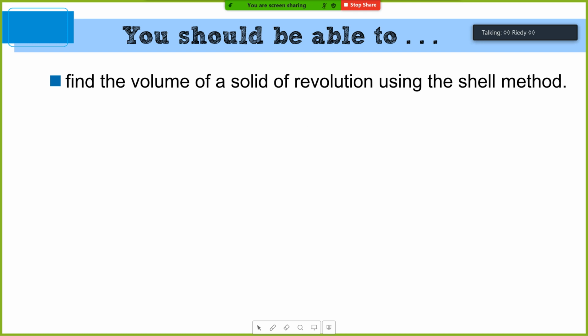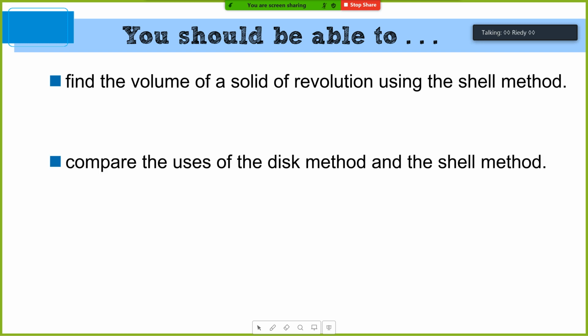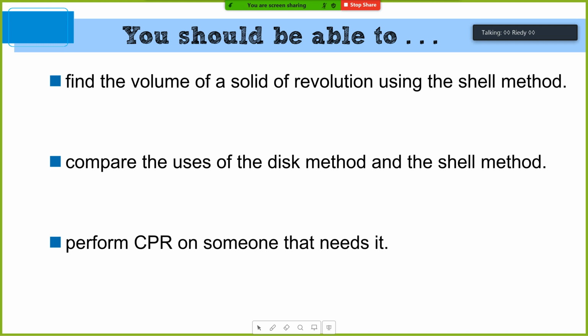Okay, so like I said, we're going to use the shell method. We're going to have to compare the two uses. So even on tonight's homework, you'll see a little bit where here's a problem, do it as a disk. Here's a problem, do it as a shell. Which one's easier? Similar to what you did with do it with a vertical rectangle, do it with a horizontal rectangle, which one's easier?